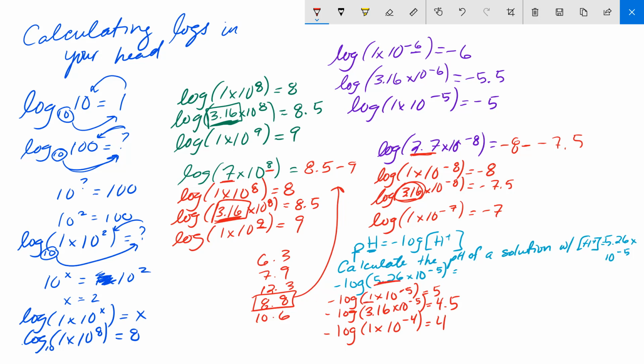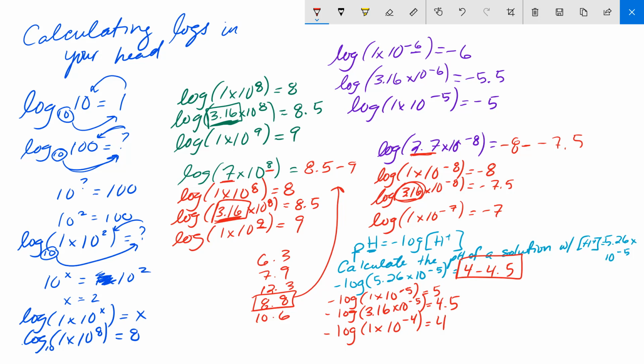5.26 is larger than 1, so we know we need to keep going down the scale. 5.26 is also larger than 3.16. However, 10 to the negative 5th is smaller than 10 to the negative 4th, so we know our answer will be no bigger than 4. Thus we can say our answer is between 4 and 4.5. Thus we can say the pH of our final solution is between 4 and 4.5.